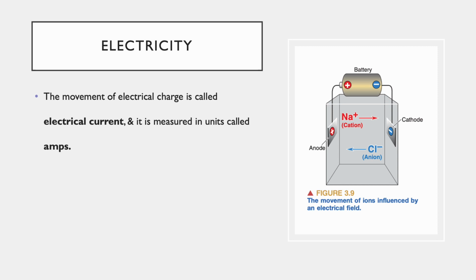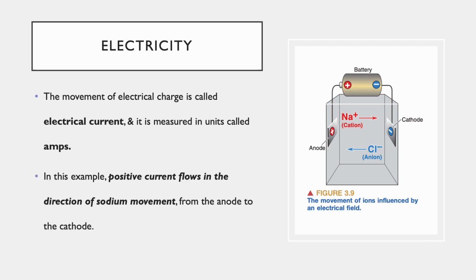The movement of electrical charge is called an electrical current, as you've probably heard before, and it's measured in units called amps. In this example here, positive current flows in the direction of sodium movement from the anode to the cathode.